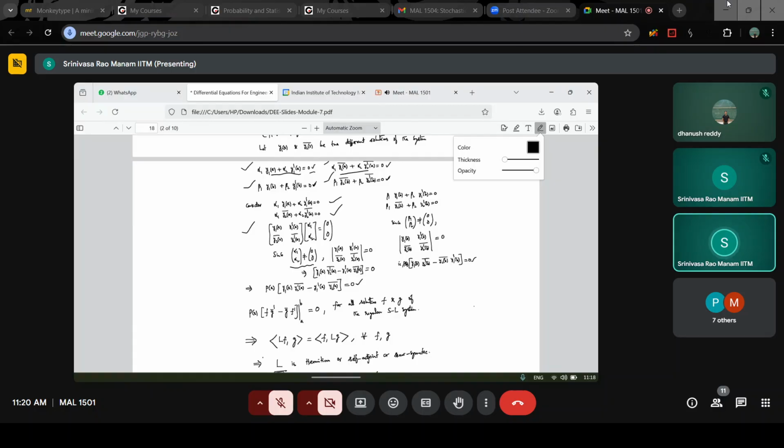But that is not what you started with. Your boundary conditions, both alpha 1 and alpha 2, cannot be 0. So that implies that this determinant is 0. So that is exactly what you have here.